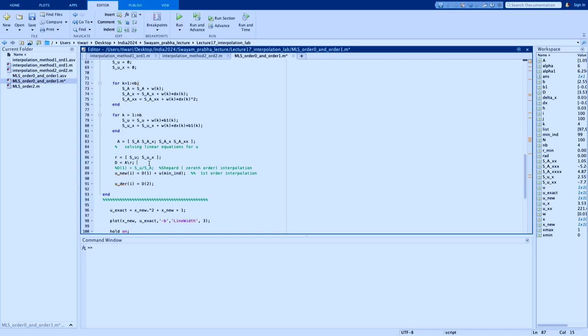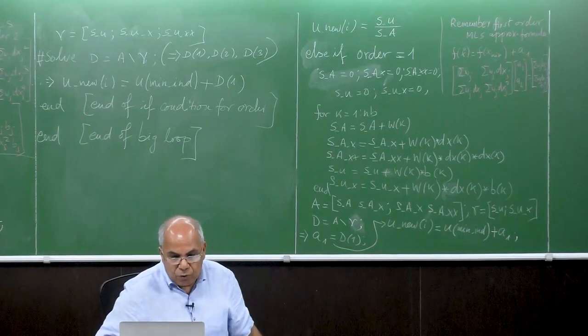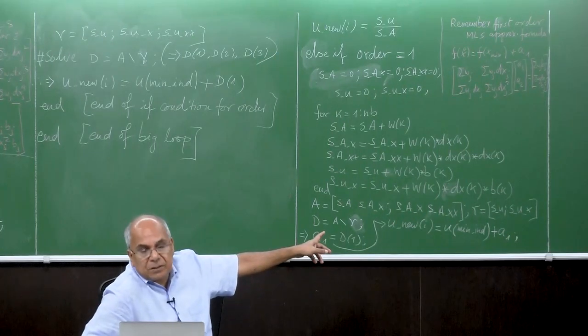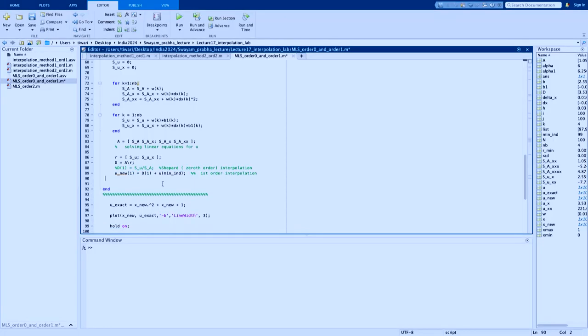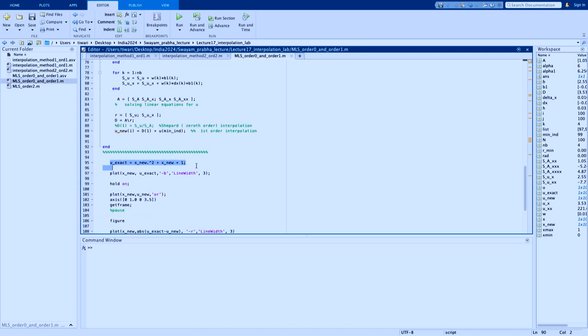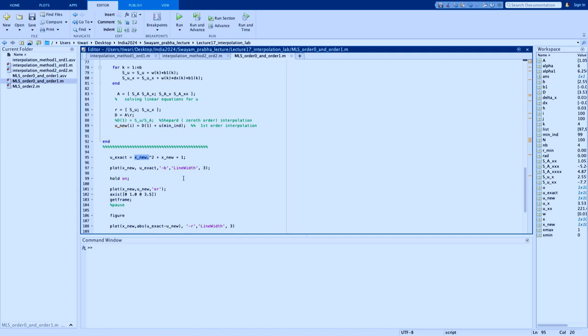This is the MATLAB command for solving a linear system. And now my U nu of I is D1 plus U of mean int. So what I have written on the board is exactly the same. Now we don't need at the moment to show that. After that, this is our exact solution. We want to reconstruct x nu so that we can reproduce the exact solution. And now I plot the exact solution with the numerical solution.